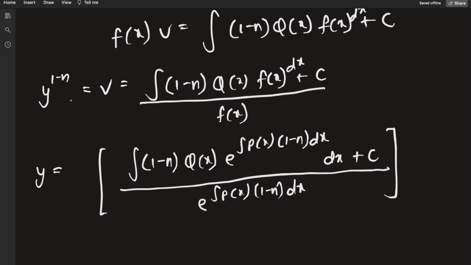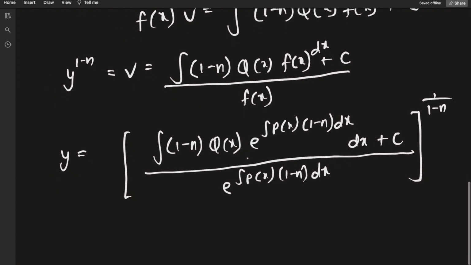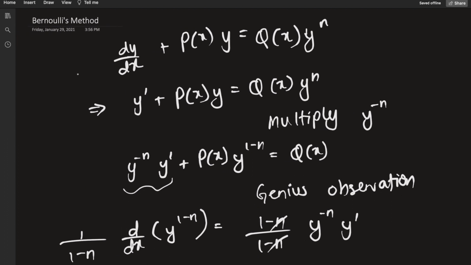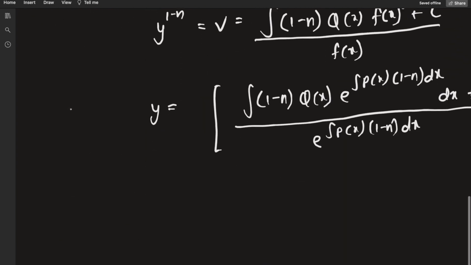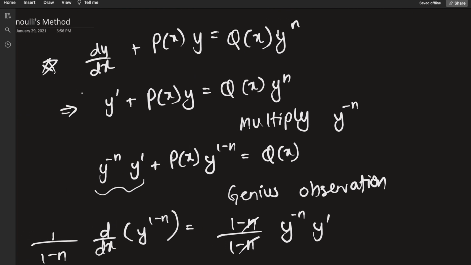But now we just take the root of that, so the power is 1 over 1 minus n. That is what I like to call the general solution to a differential equation of this form. You can call this a Bernoulli differential equation, but whatever. Okay, so now let's actually apply this.